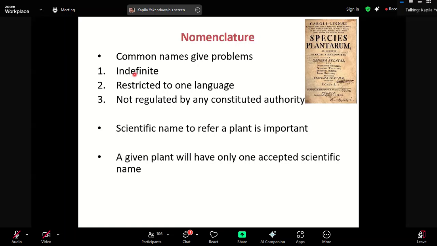So they are indefinite. Then they are restricted to 1 language. When I call Badulla, you might have heard it, but a Tamil student may wonder what is that plant, because I told you the name in Sinhala. But if you go to India, America, UK, Sinhala, Tamil words are not acceptable, only English words. But if you go to Spain, they don't speak English. So even English is not acceptable.